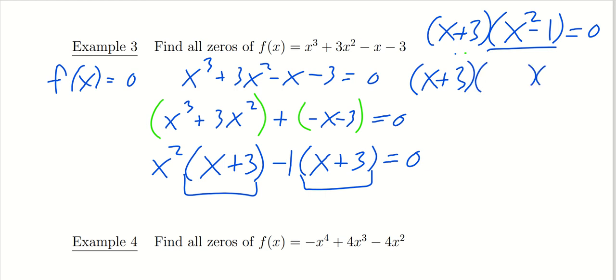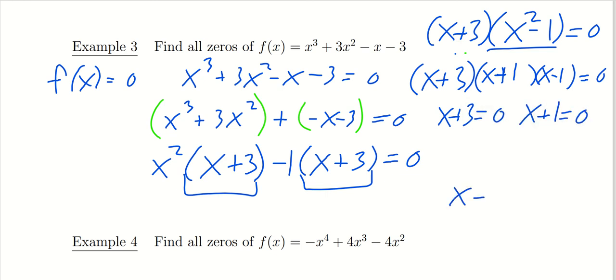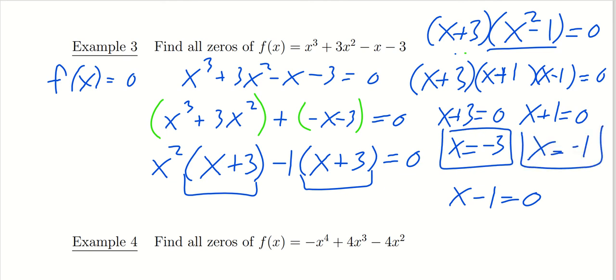That piece factors as x plus 1 times x minus 1. And now that everything is completely factored, just go ahead and set each piece equal to 0. And I'm running out of room, so I'll put this one down here. Solve each resulting linear equation. Subtract 3 from both sides, and we get x equals negative 3. Subtract 1 from both sides here, we get x equals negative 1. And add 1 to both sides, and we get x equals positive 1.